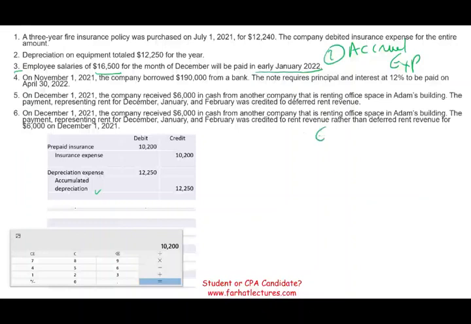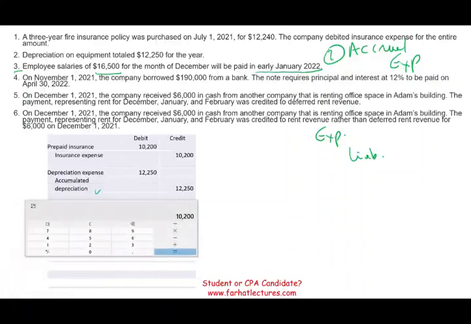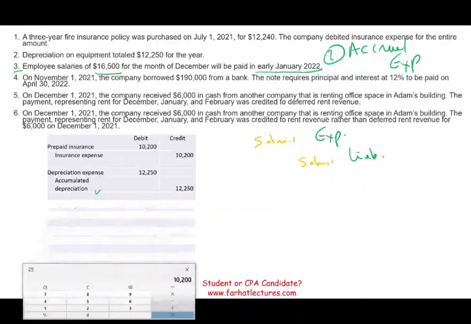Accrued expenses, we always debit an expense and credit the related liability, related payable. Here what we're doing is we are accruing. Accruing means recording expenses for salaries. So we debit salaries expense and we credit salaries payable, salaries liability. This is called accrued expenses. Always accrued expenses. You increase an expense and you increase a liability.